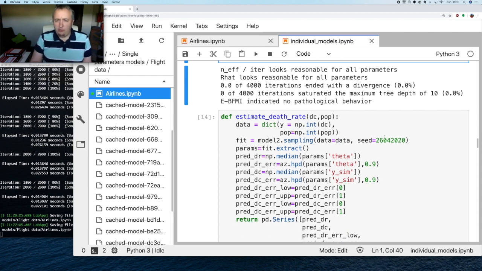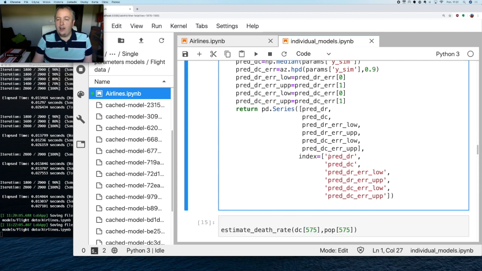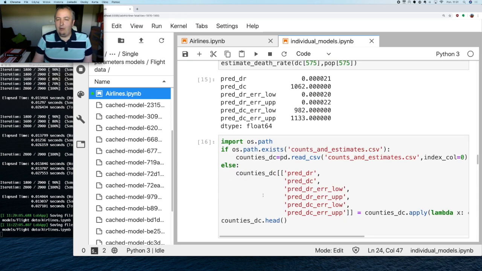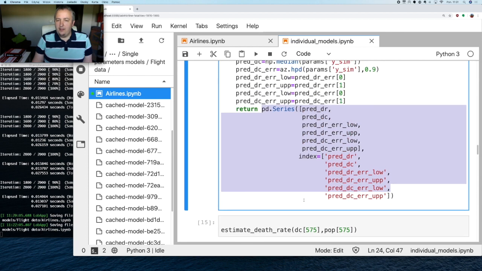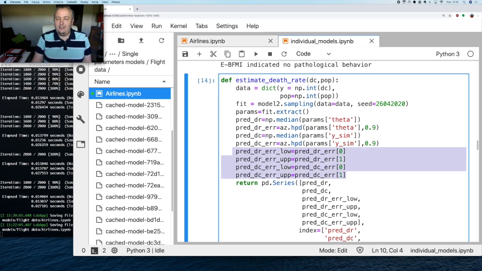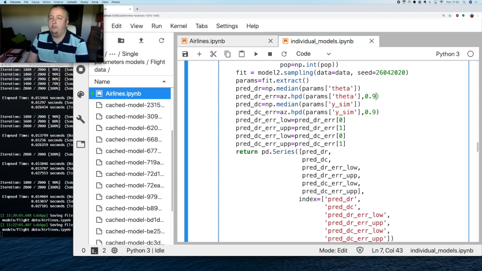So, in order to handle it better, I've created a function that will estimate death rates for each of the counties, just by providing the appropriate county and population. It will return a pandas series, which we can then append to our original data frame. This is the computation happening here: we sample, get the parameters, compute the median of theta, the median of simulated deaths, and create the 90% highest posterior density interval in this case.